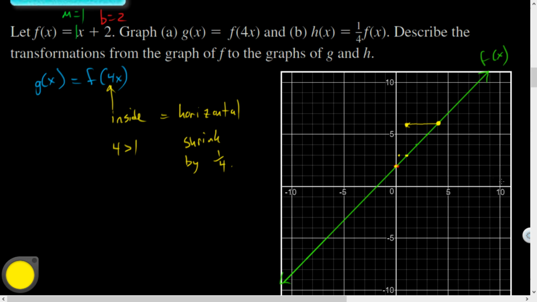Let's see, another number that's divisible would be 8. So here's 8. What's 8 divided by 4? Right, so that gets shrunk right over there. Let's find negative 4. Should have been right here, but my graph was a little bit off. Negative 4 divided by 4?